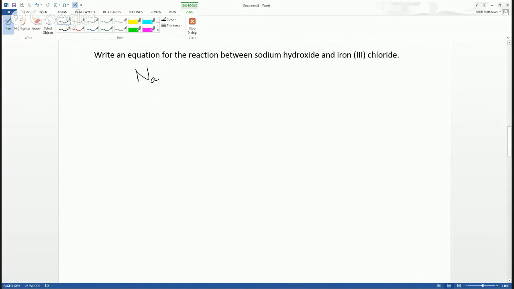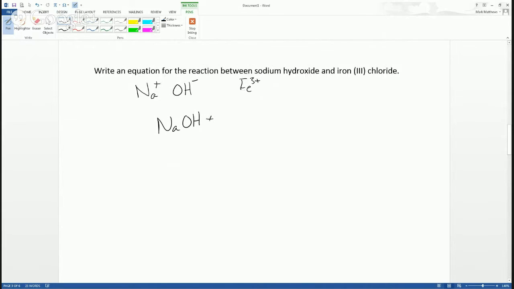So sodium is Na, hydroxide is OH minus, and since sodium is in group 1, it would have a +1 charge. So those two should combine to give you a 1-to-1 ratio, sodium hydroxide. Iron 3, because remember the Roman numeral tells you the charge of the iron, is that. Chloride, it's in group 7, which means it should have a -1 charge, or group 7A.